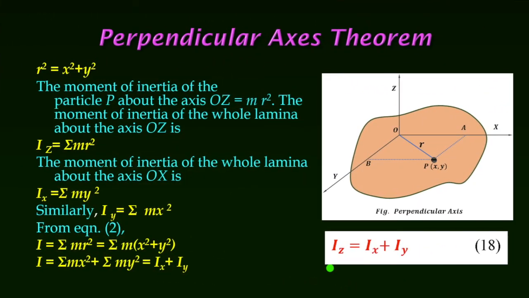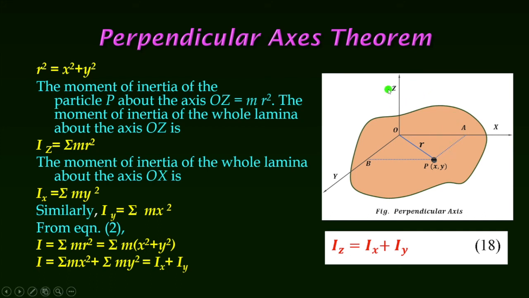Another important theorem is the perpendicular axis theorem. In the last example we used that if two axes are parallel, and with respect to one axis we know the mass moment of inertia, then with respect to another axis we can determine it. The condition was that both axes were parallel. But here, the two axes are not parallel, rather they are perpendicular.